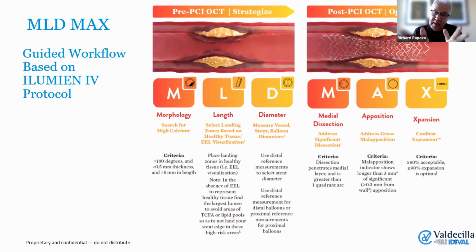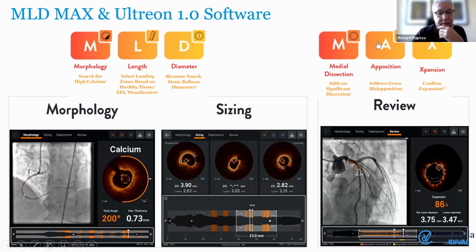So that would be an interesting AI development that we are working on currently, to use all of the morphology to be able to predict stent expansion. And at the same time, with the Illumium 4 data, be able to relate that % expansion to outcomes in the future. So let me continue with that.